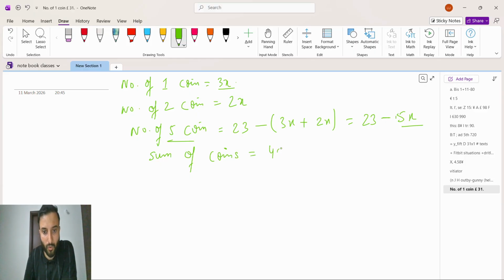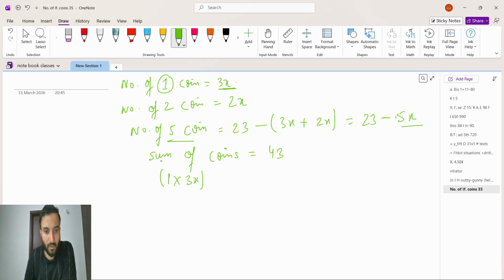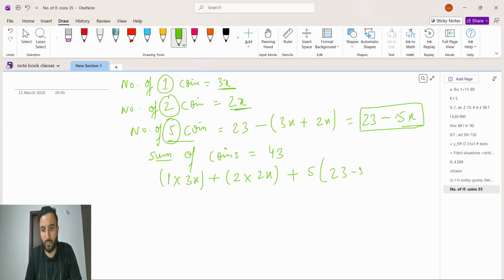Sum of coins is 43. So the sum of coins is 43, meaning the 1 rupee coins are 3x. Sum means plus. Then the 2 rupee coins are 2x. Then sum means plus, the 5 rupee coins are 23 minus 5x. So 5 into (23 minus 5x), which is the total, equals 43.